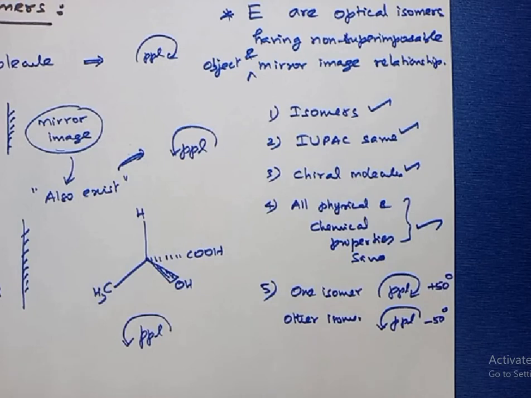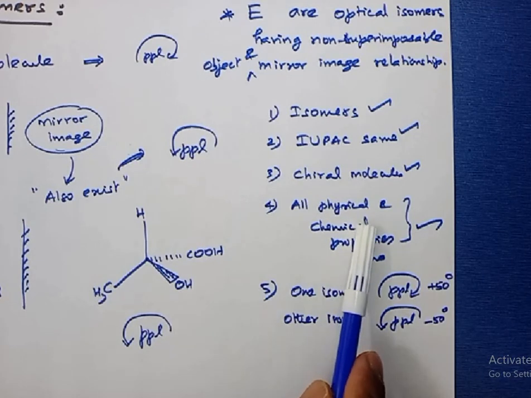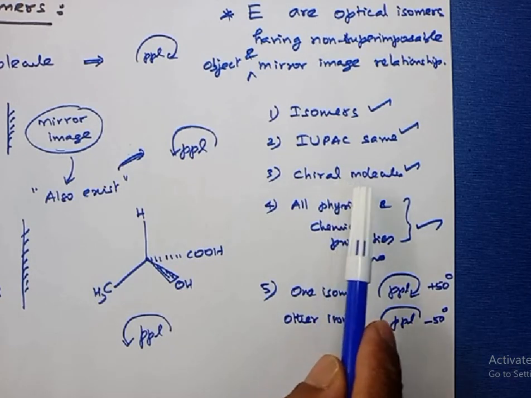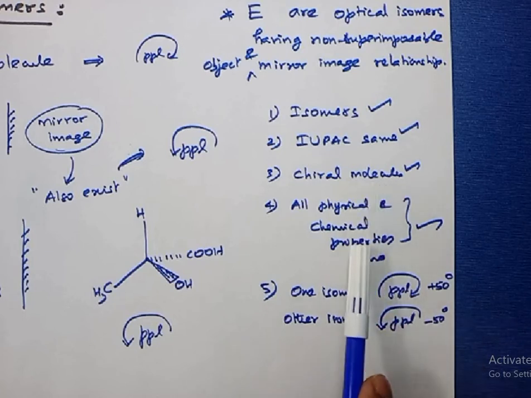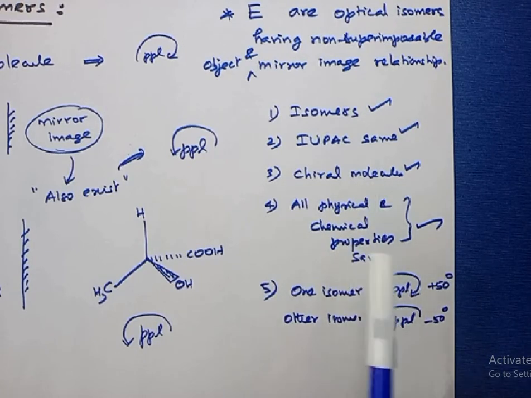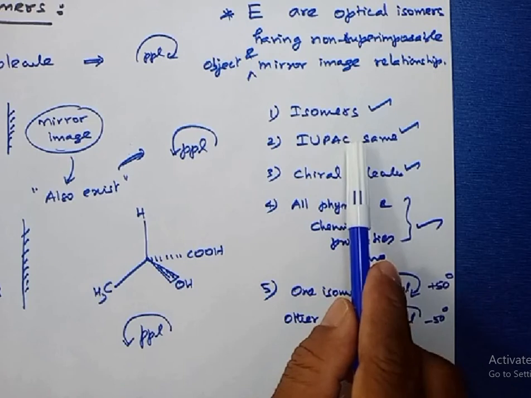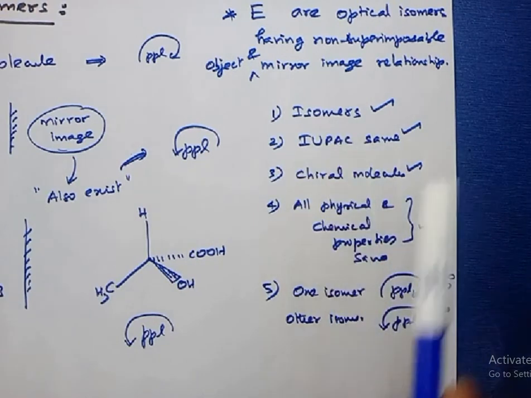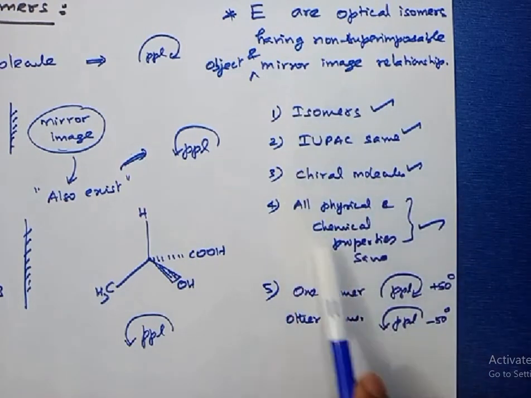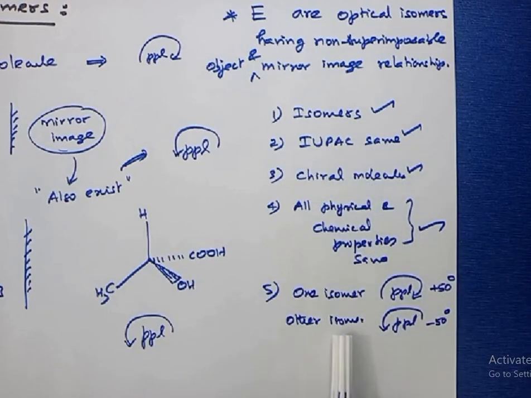Isn't that for chiral molecules also, sir? Yes, chiral molecules. See, you have taken two chiral molecules. Both molecules should have the same physical and chemical properties. They should be isomers. They should have the same IUPAC name. If all these conditions are satisfied, then you check this one.